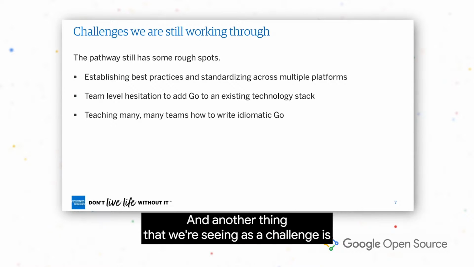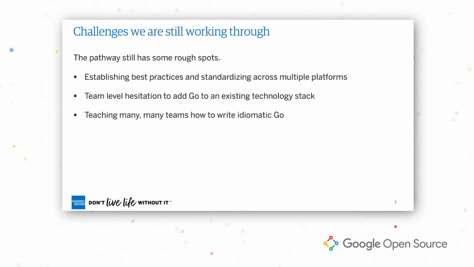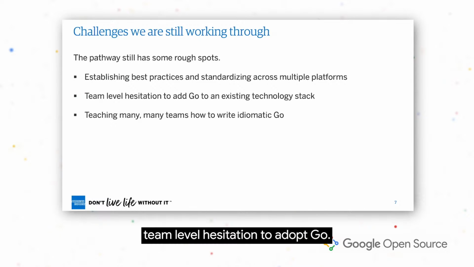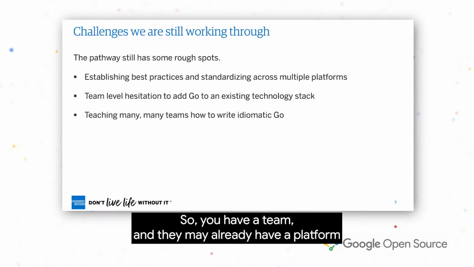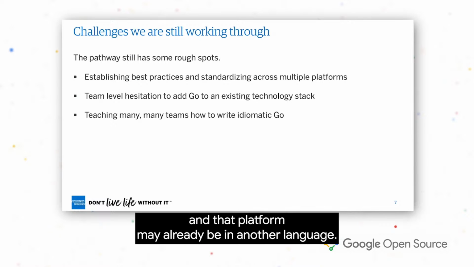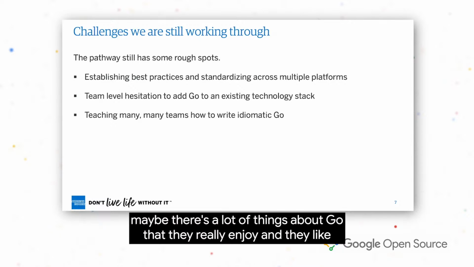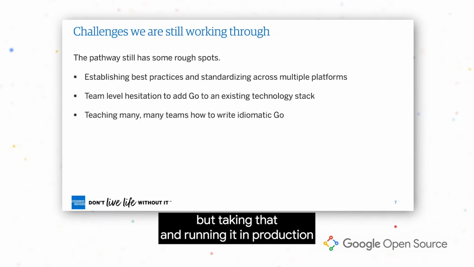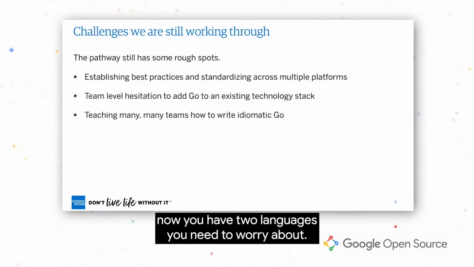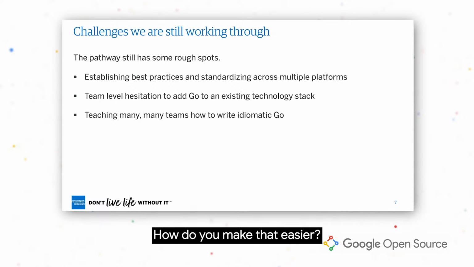And another thing that we're seeing as a challenge is team-level hesitation to adopt Go. So you have a team and they may already have a platform, and that platform may already be written in another language. Taking on Go as a new service, maybe it's the right choice. Maybe there's a lot of things about Go that they really enjoy and like. But taking that and running it in production, now you have two languages you need to worry about. How do you manage that? And how do you make that easier? How do teams deal with having a platform that supports two languages?